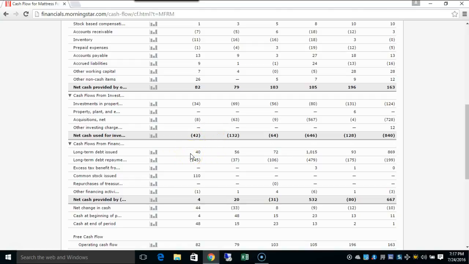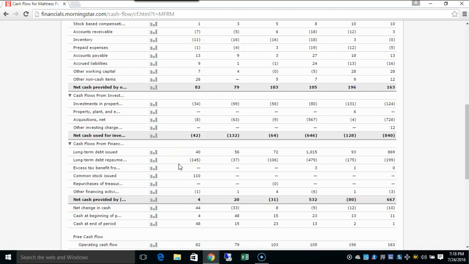They borrowed $40 million in long-term debt, probably to help finance some of those acquisitions. But they paid down $5 million in long-term debt. So it could be a combination of a refinancing as well. The company also issued $110 million worth of common stock. So they increased their common stock in their equity section of their balance sheet, and they got $110 million in cash. That money was used to help probably pay off some of the long-term debt.